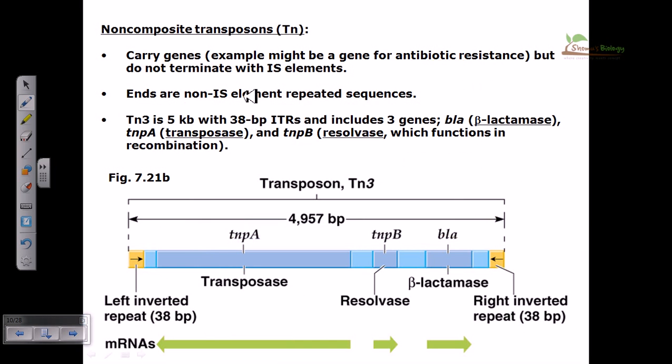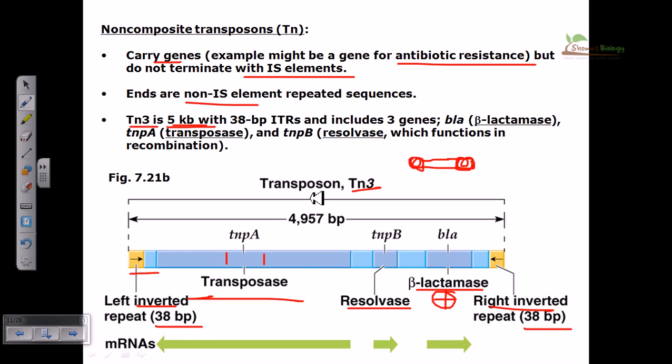And on the other hand, we have the non-composite transposons. In the case of non-composite transposons, we have a long stretch of DNA at the middle, and a pretty short stretch of nucleotide sequence at both ends, but still they are not insertion sequences. Instead, they are only inverted repeats, left and right inverted repeats respectively, and in the middle region they have different genes, they can carry more than one gene. Here for example they carry 3 different genes. One is the gene coding for transposase, another gene is coding for resolvase, and the third one is coding for the unique advantage of the bacteria, which is the beta lactamase.